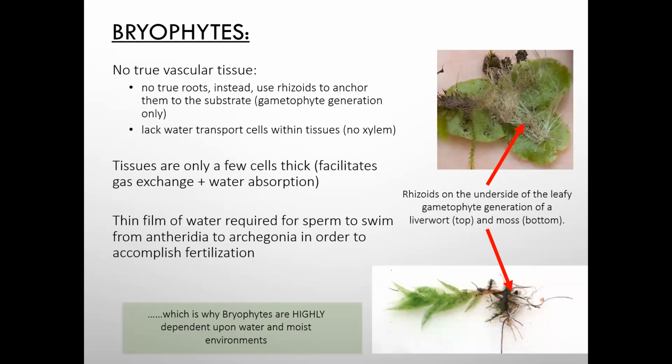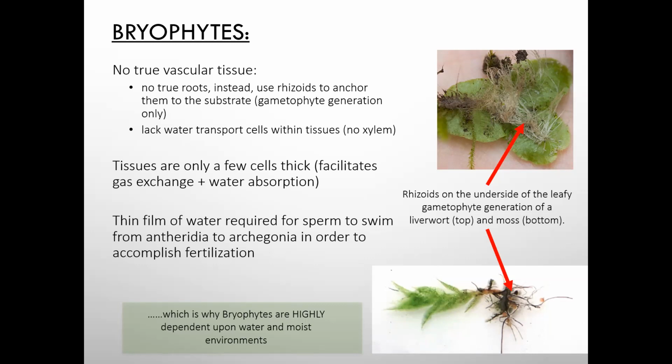Bryophytes have no true vascular tissue. Like I said, they're pretty small and need to be close to water. They don't have true roots, but instead have these rhizoids, which anchor them to the substrate, found on the gametophyte generation only, which is the dominant generation. The plants lack water transport cells within the tissues or a xylem, and typically tissues are only a few cells thick, which helps facilitate gas exchange and water absorption.